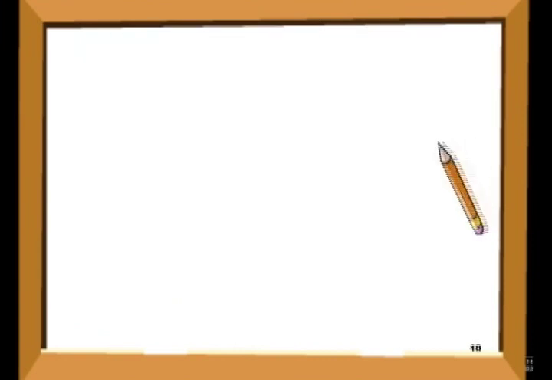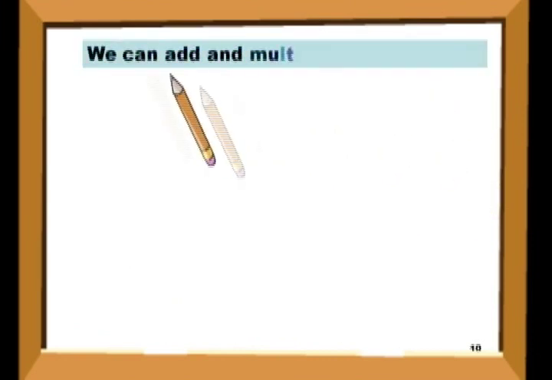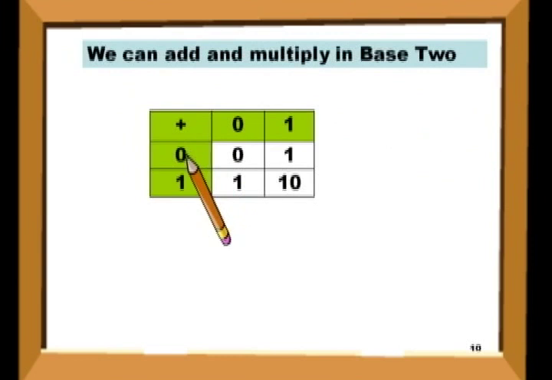We can also add and multiply in base 2. We have a 0 added to a 0 would give us a 0. We have a 0 added to a 1 will give us a 1. Here we have a 1 added to a 0 will give us a 1. And a 1 added to a 1 will give us a 1, 0.